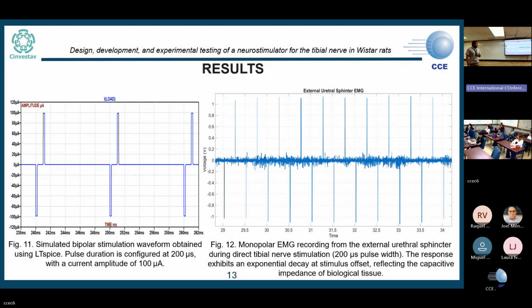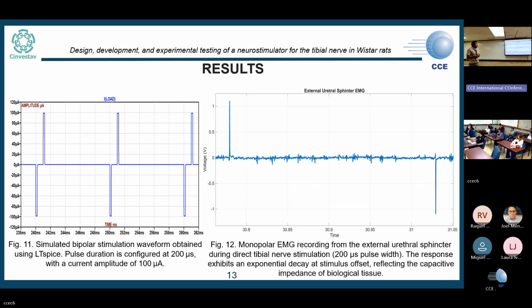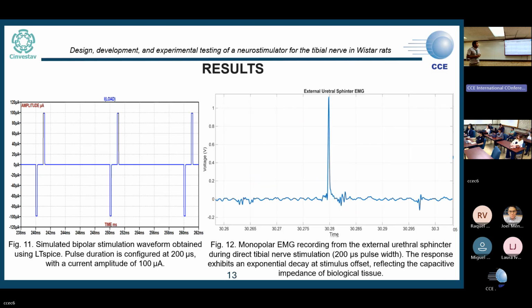And this is in figure 12, the bipolar recording that we obtained from the recording of the animal model. We can see that the waveform is near to the same as the waveform that we simulated with LTspice. If we take an extract of this waveform, we can see the bipolar waveform. And in this case, if we take a single pulse, we can see that the behavior has some capacitive characteristic because of the impedance of the biological tissue.